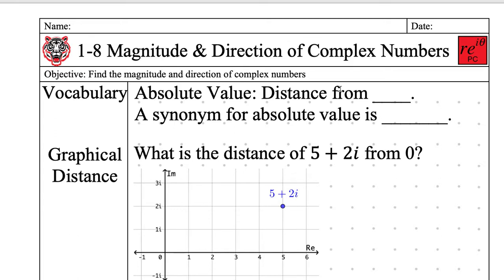Choo-choo! All aboard, we are on lesson 1-8. Today is magnitude and direction of complex numbers.